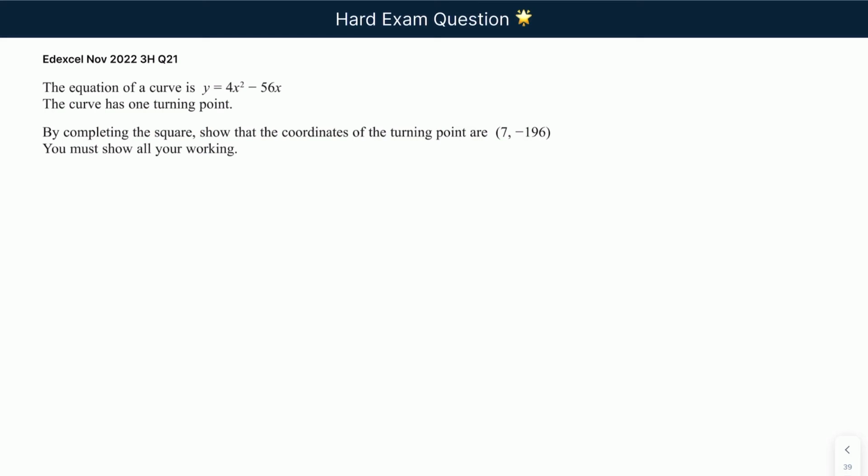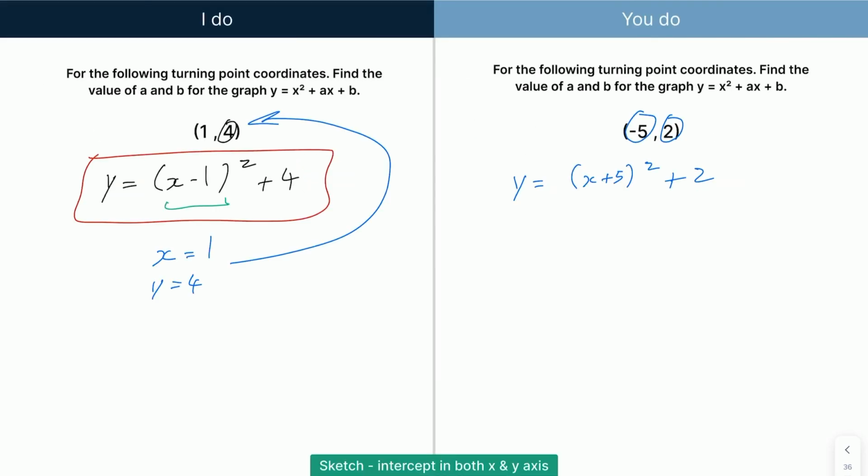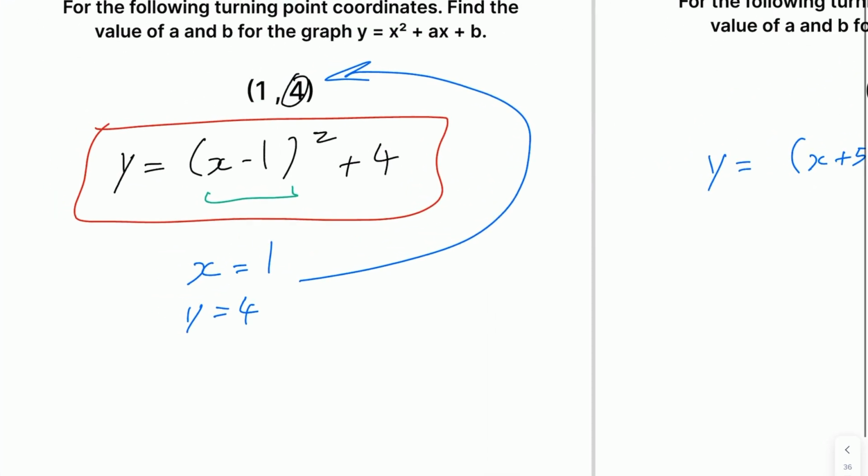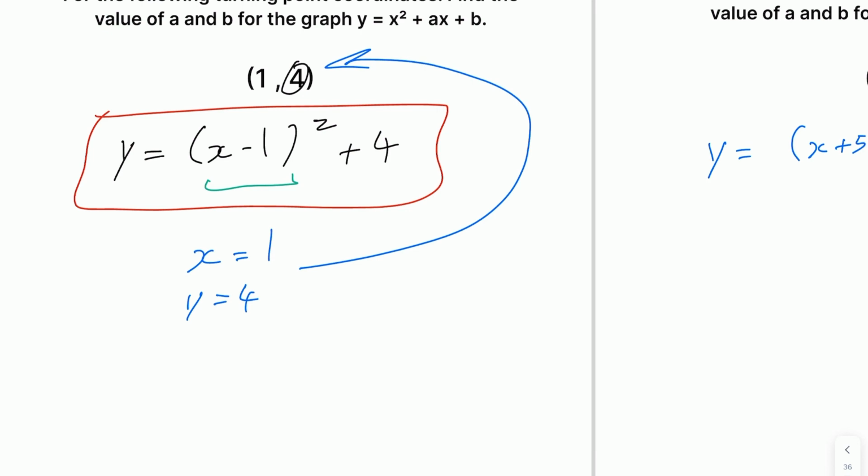Now, up next, we have this example here. Actually, just going back, I've just realized I've made a mistake here. So once you do end up in this form, you do need to expand this out. So once you end up with that form there, which is y is equal to (x minus 1) squared plus 4, the question wants it in that form there with a and b.